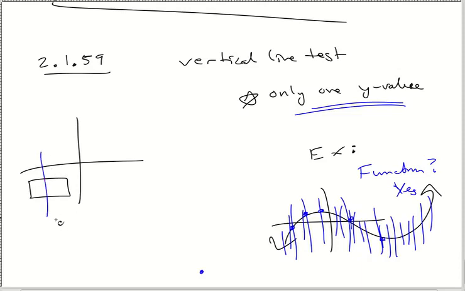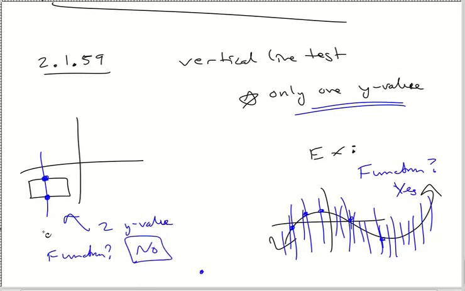Over here, I run one vertical line, and you can see immediately that I have 2 y values. 2 y values for that single x value. So is this a function? No.